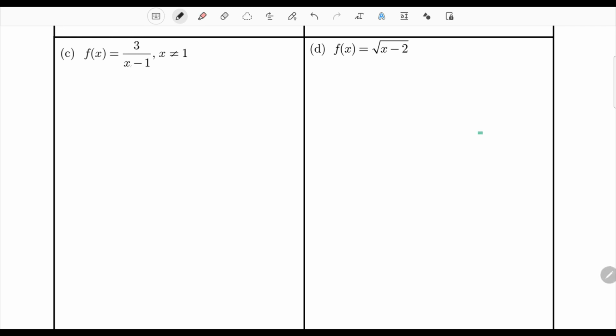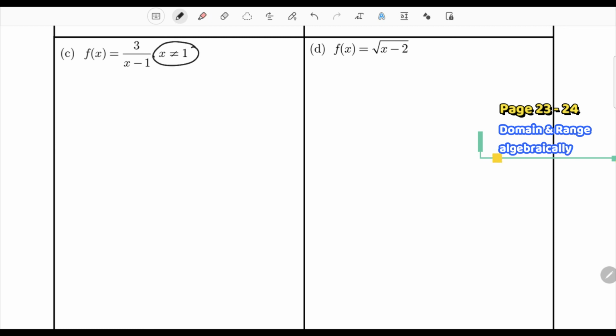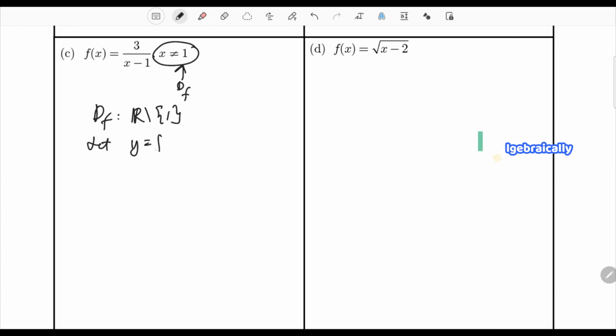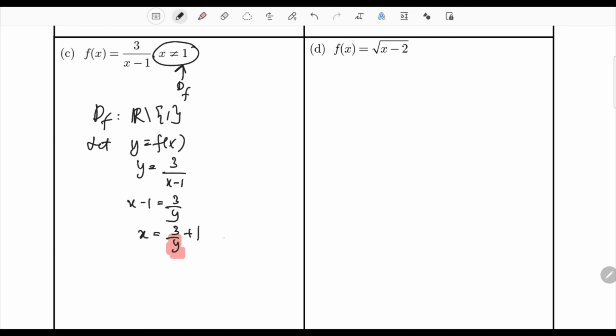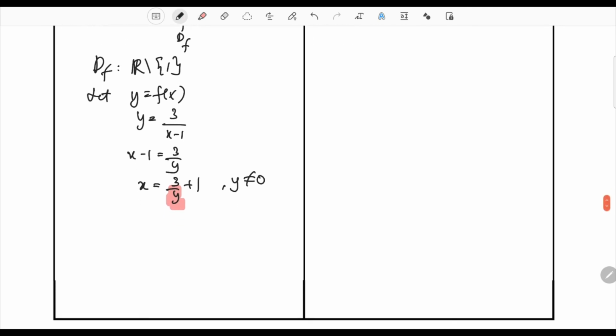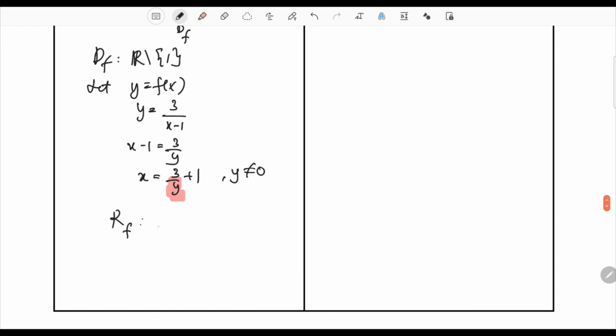Part C, f(x) equal to 3 over (x minus 1). So x cannot be equal to 1, and this will be your domain. The domain of f will be real numbers except 1. For the range, we are going to let y equal to f(x). So y equal to 3 over (x minus 1), so x minus 1 equal to 3 over y, and we get x equal to 3 over y plus 1. Again, the denominator cannot be equal to 0, so the range of f will be real numbers except 0.